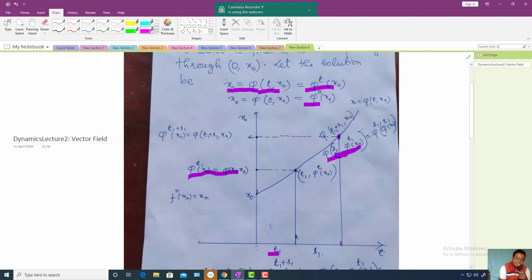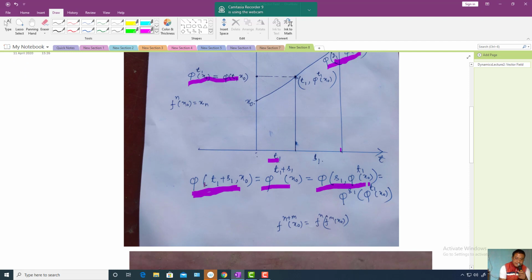So in terms of orbit, x naught is an orbit point, and this is also another orbit point. So the set of all these points is called the orbit, and this we call the trajectory. So trajectory and orbit are almost similar notions, similar ideas, okay.